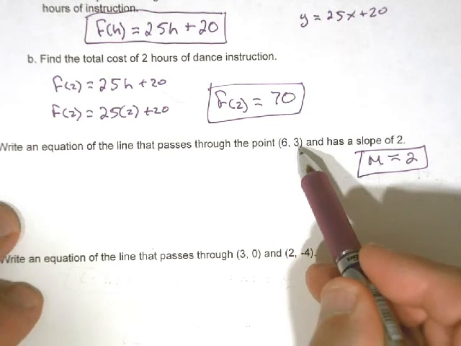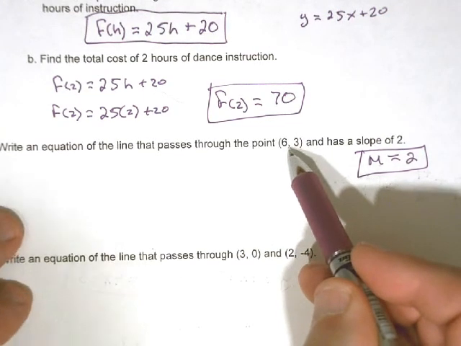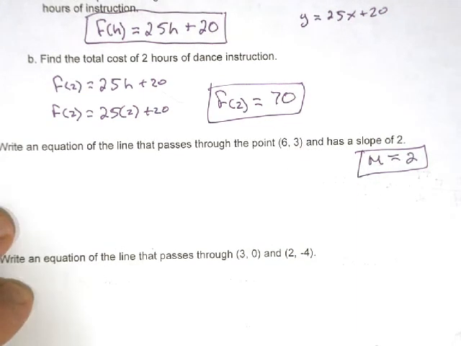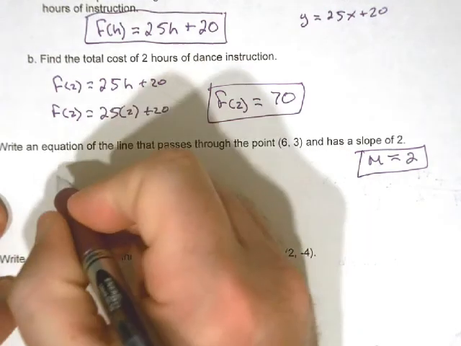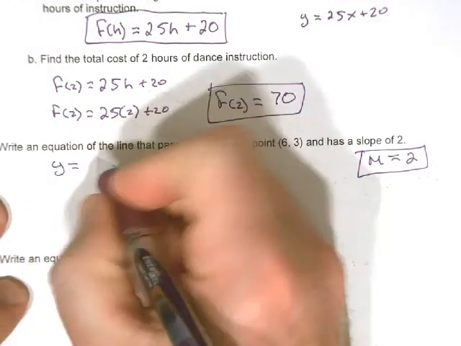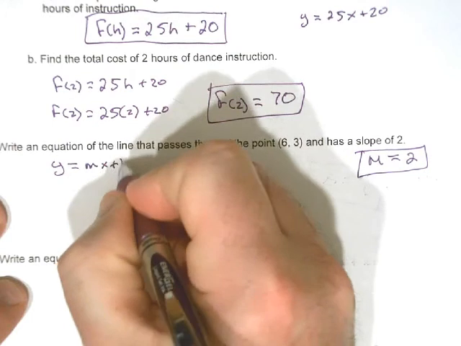Notice in this one, we do not have any intercept because this is a 6,3. If it had been a 0,3, it would have been great. We could have just went right to the equation. We need now to solve for that intercept. So here's how we go through solving for it.